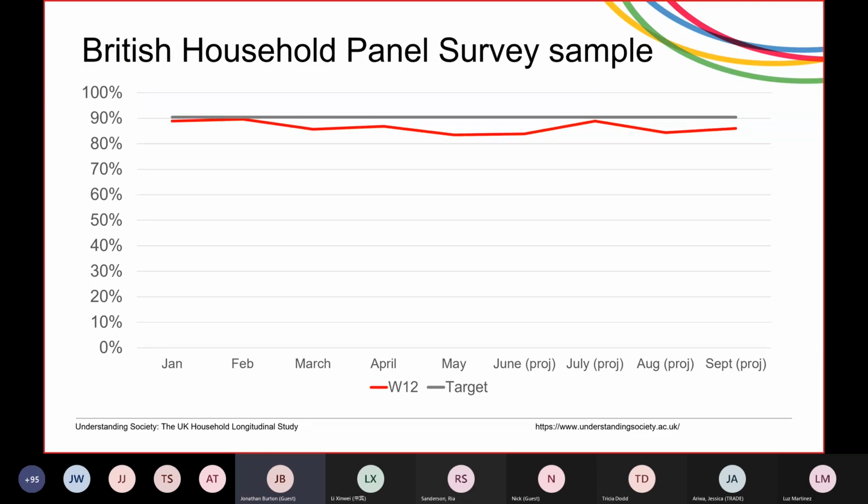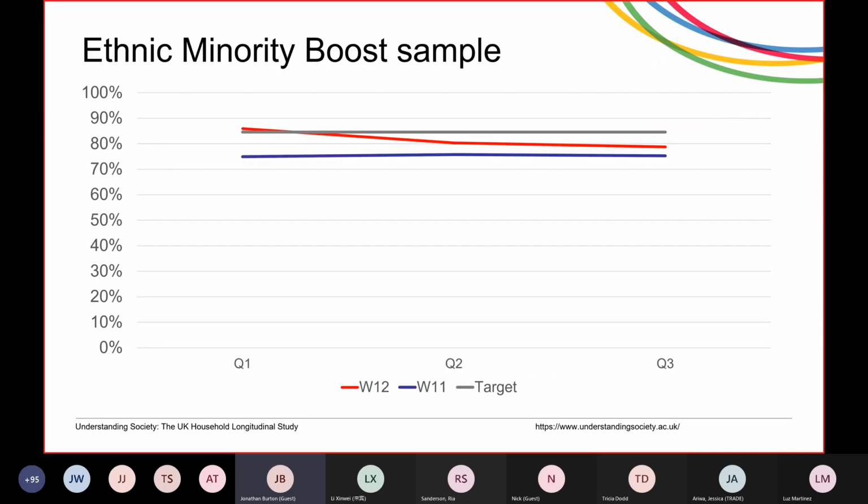For the British Household Panel Survey sample, we see a similar thing, where there's been a drop. And then the ethnic minority boost, these are quarterly rather than monthly, because the ethnic minority boost each month is a relatively small sample, so the response rates do jump around quite a lot. So I've done quarterly response rates here to make it a bit smoother. So again, there's a slight drop, and then it's sort of plateaued.